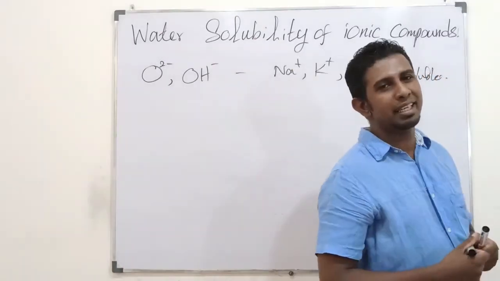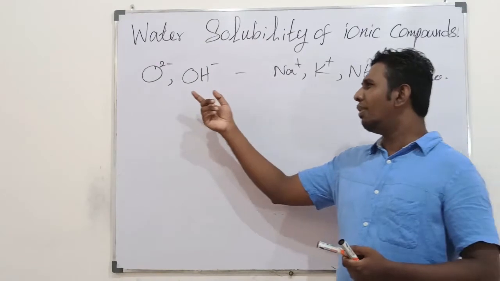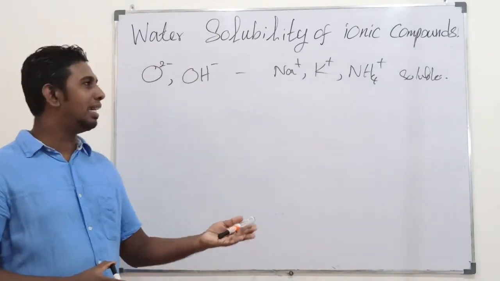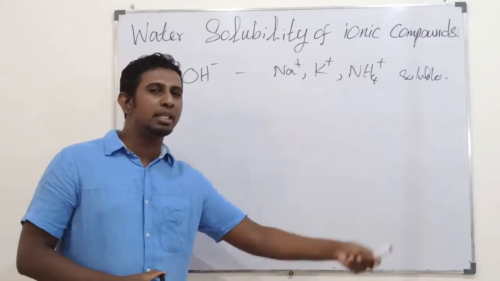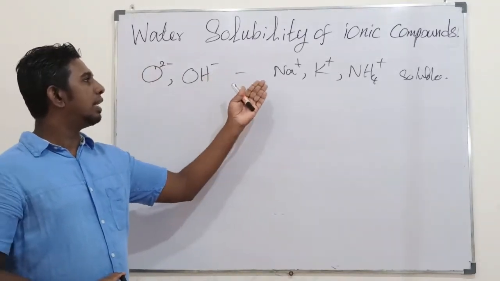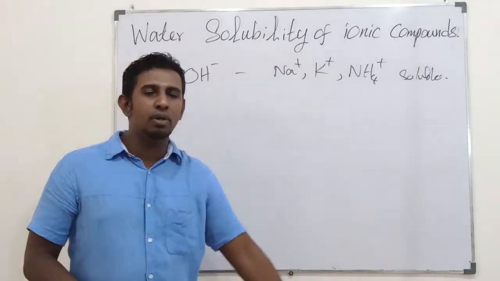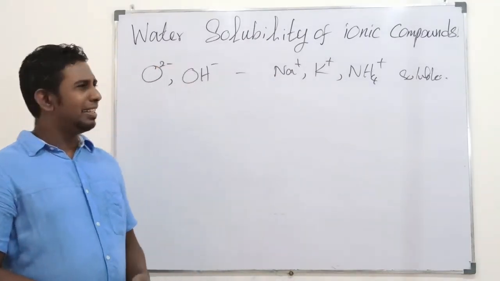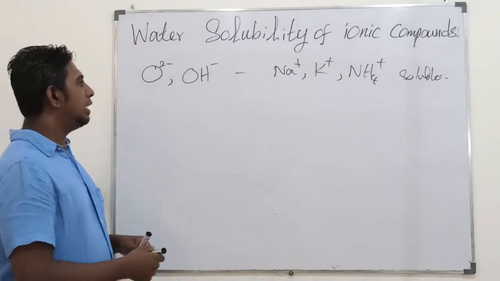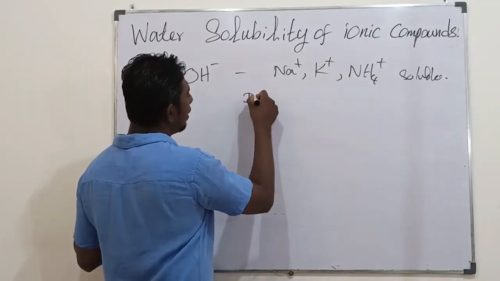They are oxides and hydroxides. But for ammonium, you won't get any oxide. There is no such compound called ammonium oxide. Ammonium has the hydroxide only. Anyway, oxides and hydroxides of these are water soluble. Then, students, the second group oxides and hydroxides.